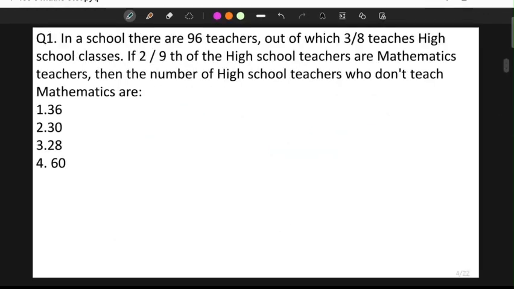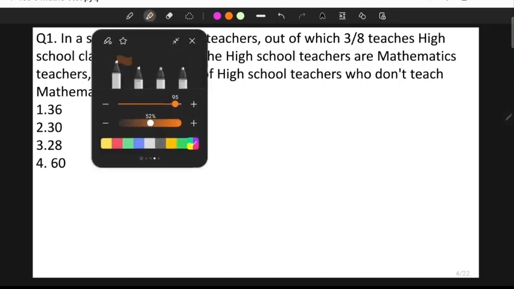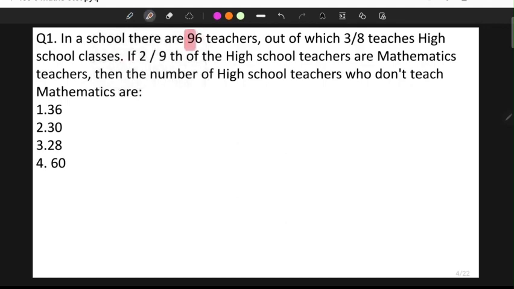The first question of today's lecture is: in a school there are 96 teachers, out of which 3/8 teach high school classes. If 2/9 of the high school teachers are mathematics teachers, then the number of high school teachers who do not teach mathematics is how much? So try to understand the question first. In the given question, there are 96 teachers in a given school, and 3/8 of them are teaching the high school classes, and 2/9 of the high school teachers are mathematics teachers.